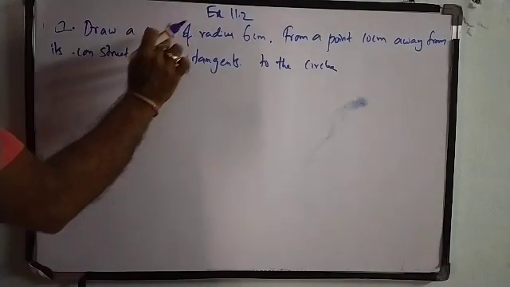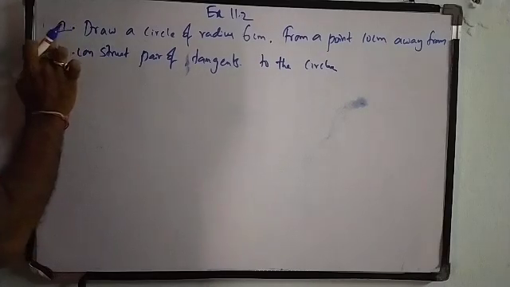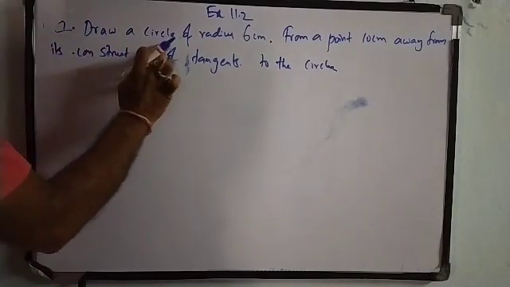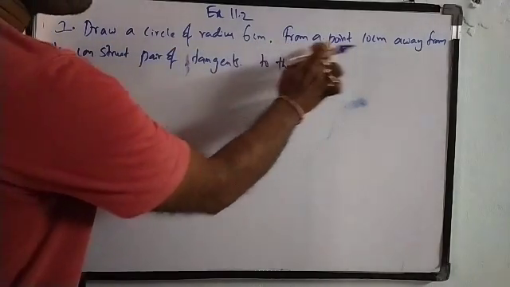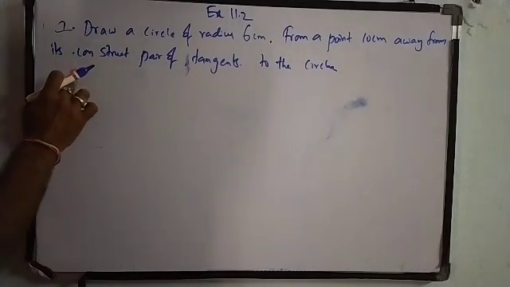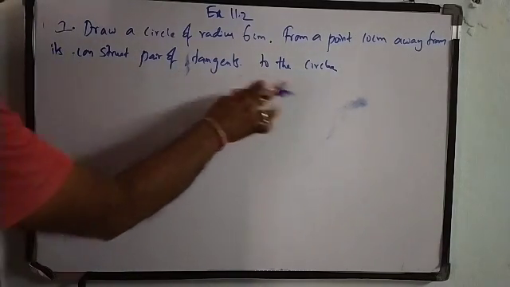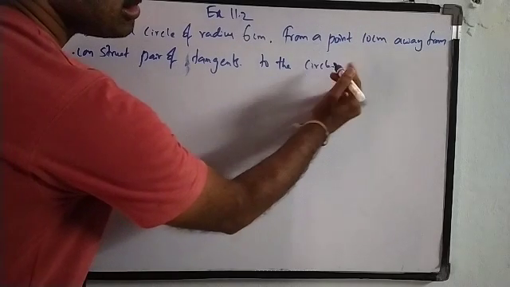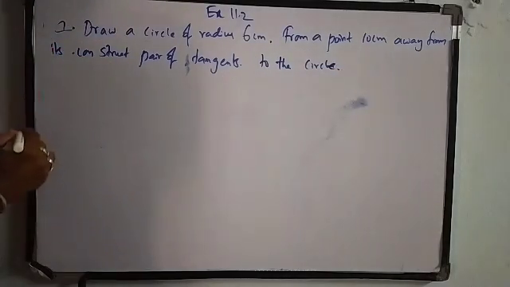Very good morning, students. Today we are going to learn exercise 11.2. First question. Draw a circle of radius 6 centimeters, and from a point 10 centimeters away from its center, construct a pair of tangents to the circle. Okay. Let us see how to construct.